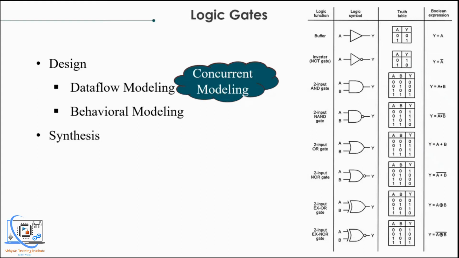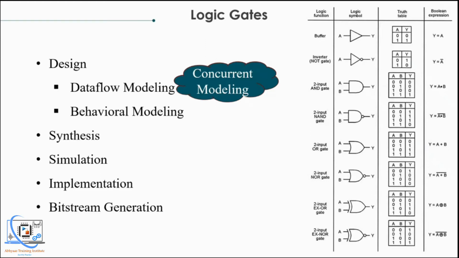Then we will see the synthesis part, how to synthesize it in Vivado. Then we'll see how to simulate it. Whatever code we have written, whether it is working properly or not, whether it is giving correct output, we will see using the simulation. Then the third part is we will implement it. And then we will generate the bit stream. This bit stream generation will create a .bit file. That .bit file, we will download it to the FPGA board. So your FPGA will work as these logic gates.